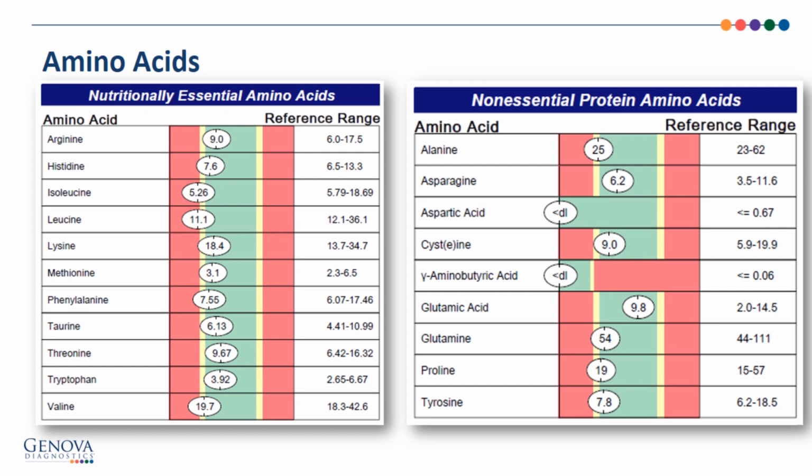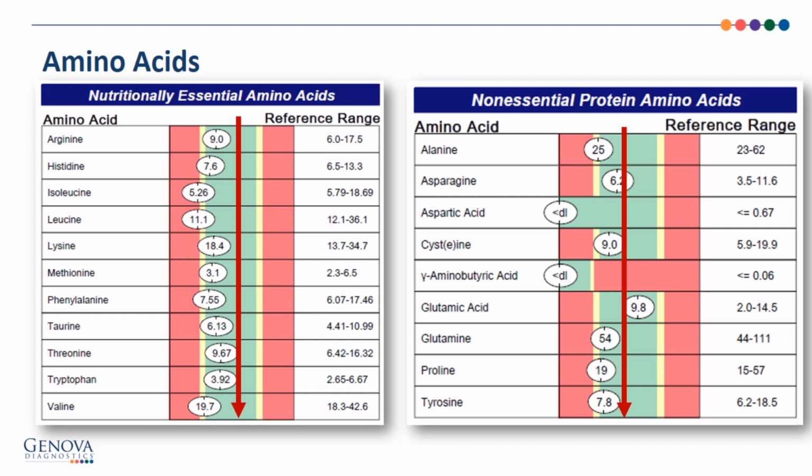We talked earlier about pattern recognition. So when I look at the nutritionally essential amino acids, I'm looking for a pattern. If I draw a line pretty much down the middle here, it would appear that all of these amino acids are to the left of that line. In other words, the overall pattern is of low essential amino acids from the diet. On the right, the non-essentials that come from the essential amino acids are also trending low.